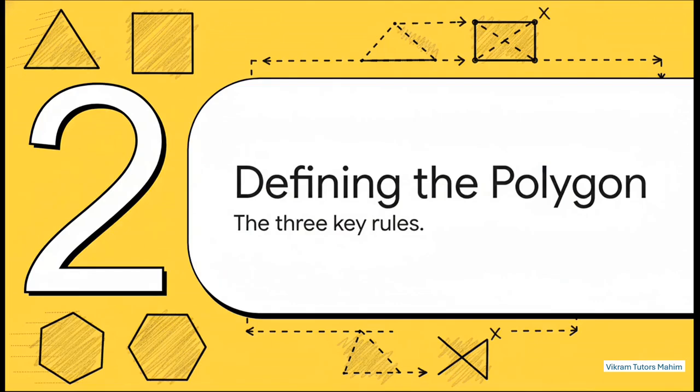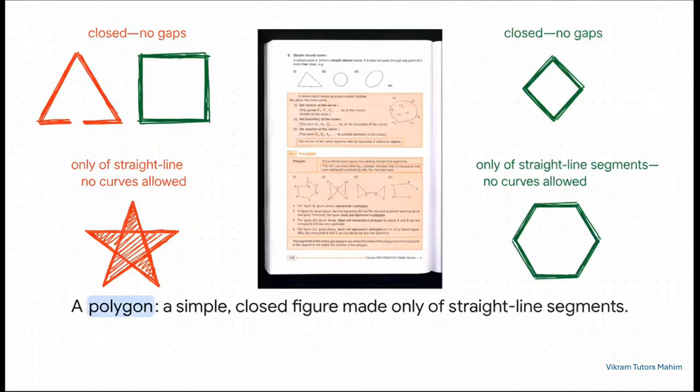Okay, so we have our building blocks. We know about open and closed curves. Now we can finally define the star of the show. Let's get super specific and lay out the three non-negotiable rules that a shape has to follow to officially be called a polygon. And here they are, the three big rules. Rule number one, it has to be closed, no gaps allowed. Rule number two, it has to be made only of straight line segments, no bendy bits.